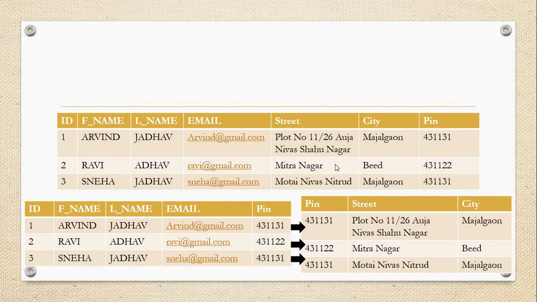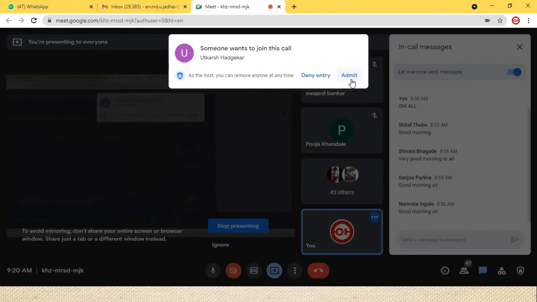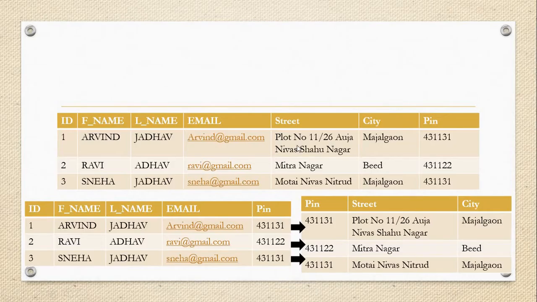So non-prime attribute: here I have only one prime attribute. Once we have only one primary attribute, the form is already in second normal form. When we talk about third normal form, a non-prime attribute should not depend on another non-prime attribute. Street and city depend on a non-prime attribute, while all the rest of the attributes depend on the primary key.